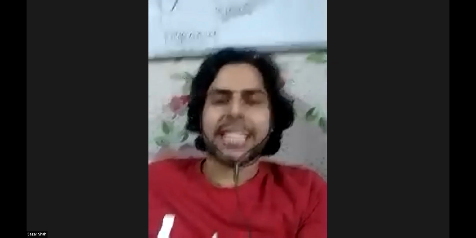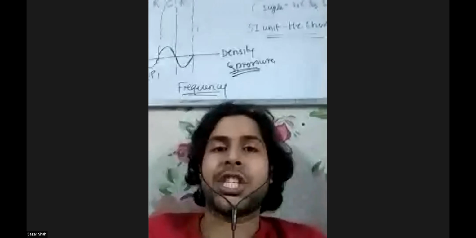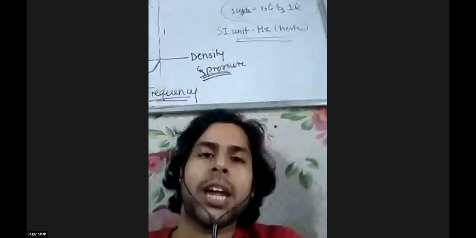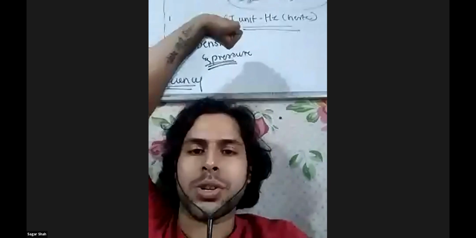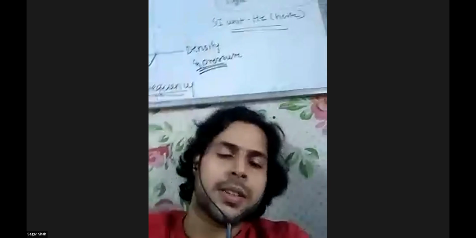And next point, SI unit of frequency is dash. That's correct, students. क्या होता है SI unit? Hertz. Yeah, you can simply write capital letter H, small letter Z, students. Right? So SI unit of frequency is Hertz.